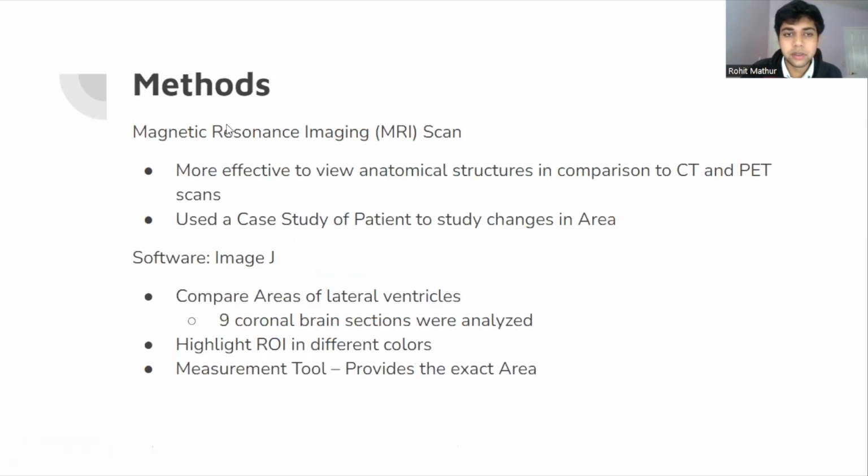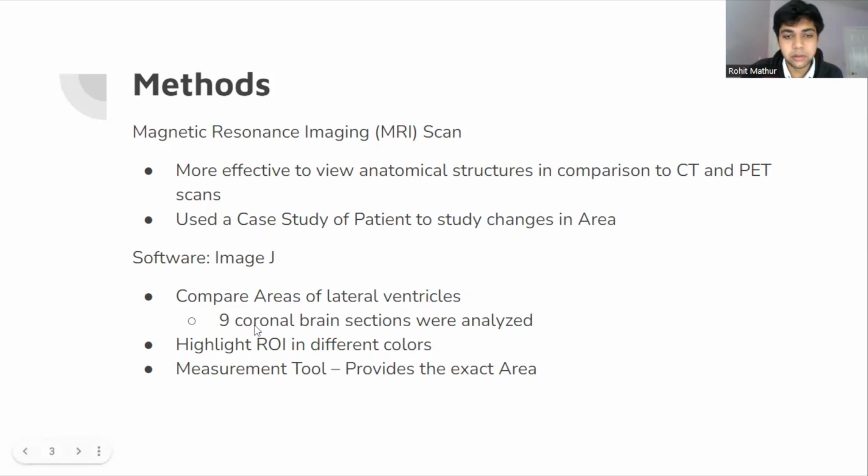So the methods here. I used the magnetic resonance imaging MRI scan in this case. I essentially use this because it is more effective in viewing anatomical structures in comparison to a CT or a PET scan. I also used a case study of a patient to study changes in areas. So in that case, I used the MRI scan of the patient. And the software here is ImageJ. ImageJ was used to compare areas of lateral ventricles.